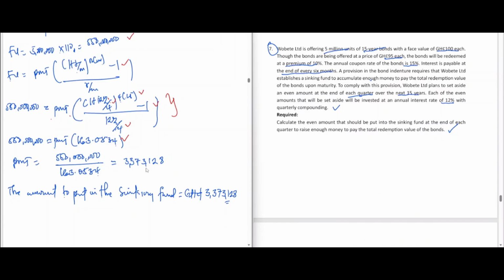We will now make PMT the subject. We have 550 million over 163.0534, which will give us a final answer of 3,373,128. So that means every quarter they have to put 3,373,128 into a sinking fund.